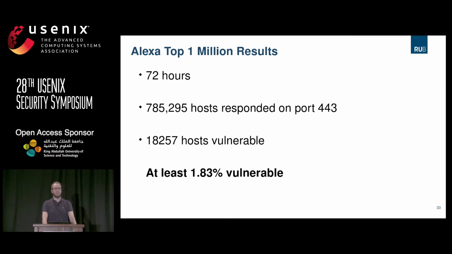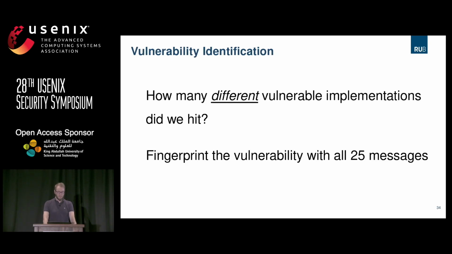It took us roughly 72 hours to scan the Alexa list, and roughly 78% of the servers responded on port 443, so they were probably willing to speak TLS with us. From those servers, we found that 18,257 are vulnerable to padding oracle vulnerabilities, roughly 1.83%. This is quite a lot in my eyes. But we still asked ourselves how many different vulnerable implementations are responsible for this. There might be just one vulnerable implementation which is quite common, or there might be multiple implementations.